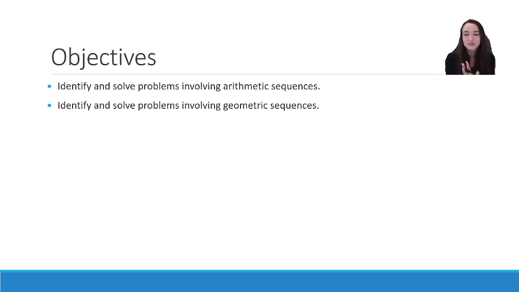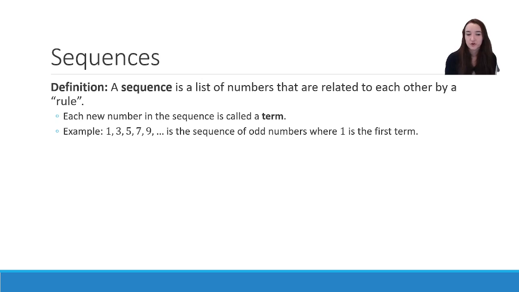So this chapter is a little bit different than most of the chapters, which are a lot less algebraic. This is the most algebra that you'll have to do in this class. So bear with me. So what is a sequence first?